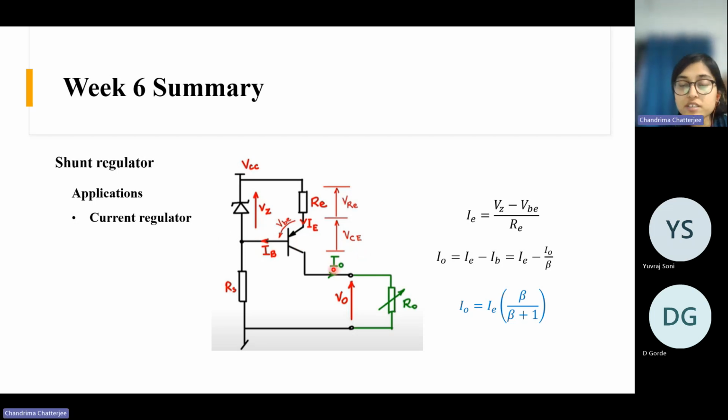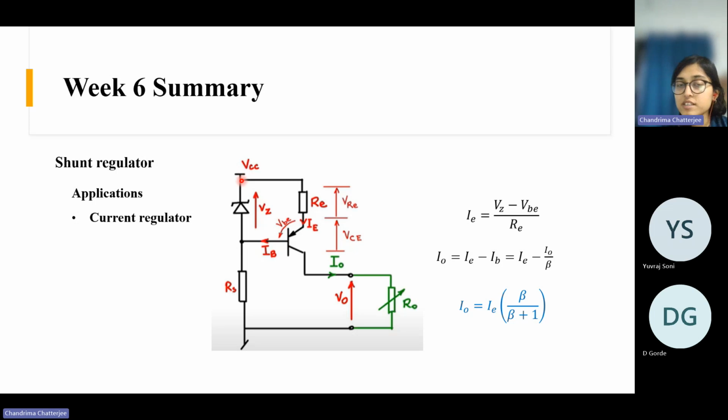So now, how does it regulate the load current? If you see here, this is a PNP transistor. Okay, this is a PNP transistor. You can see from the arrow here. So basically, what is the emitter current of this BJT? The emitter current we can find out very easily.